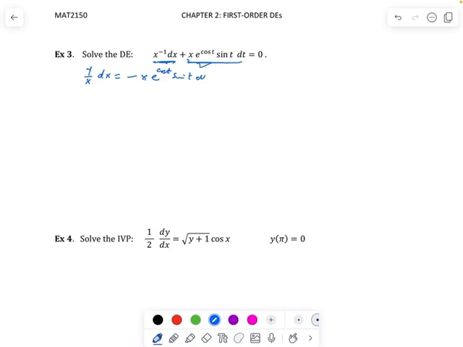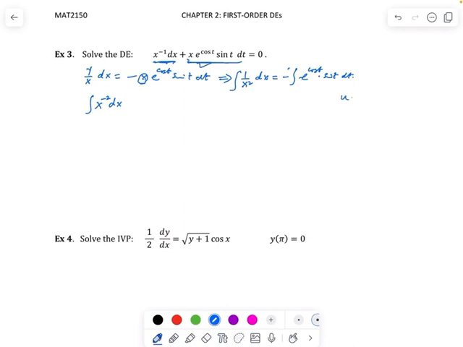So I get 1 over x dx equals negative x e to the cosine t times sine t dt. So now you can see it is separable, because now I can move this x to the other side. So divide by x on both sides. So I get 1 over x squared dx is equal to negative integral e to the cosine t times sine t dt. So we are integrating both sides now. Left hand side, maybe we should have left it like this.